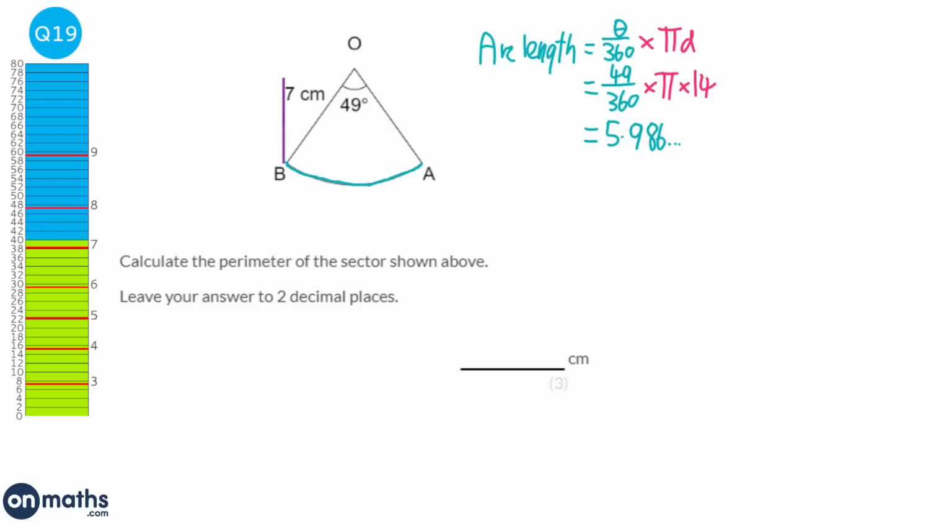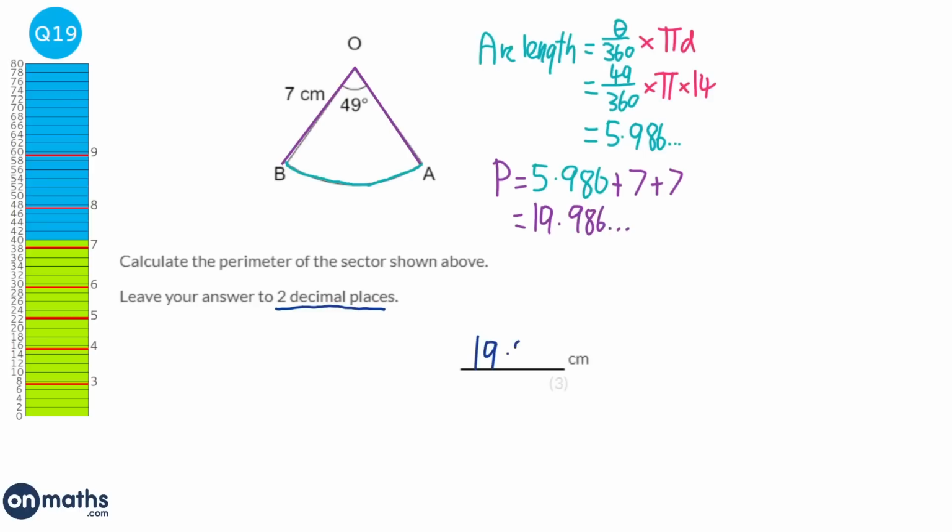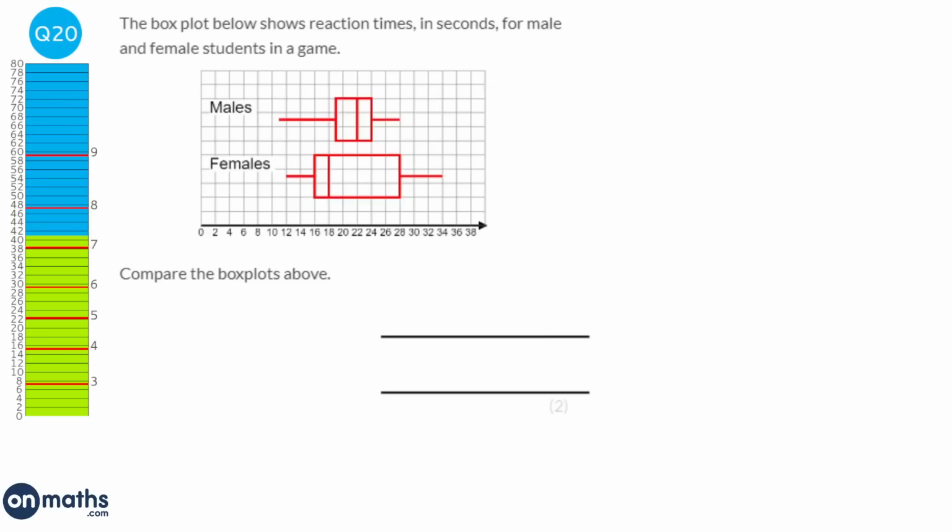The perimeter needs to include these parts here. So the perimeter will be the 5.986 plus a radius plus another radius. And when we do that, we get 19.986, blah, blah, blah. And we want to round it to 2 decimal places, so that will be 19.99 centimetres.